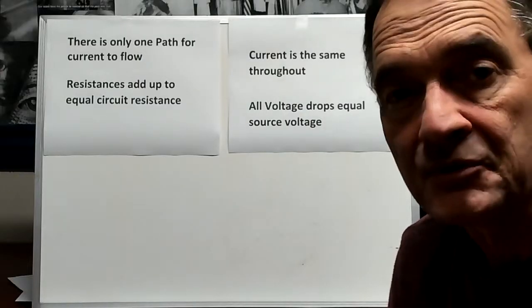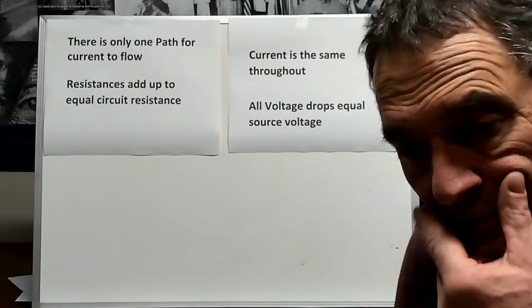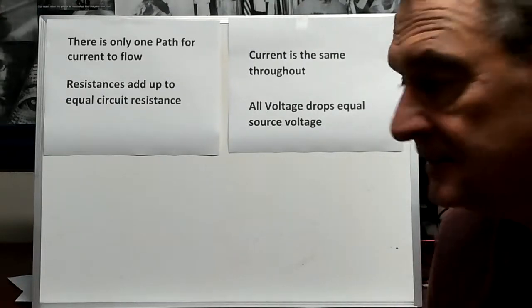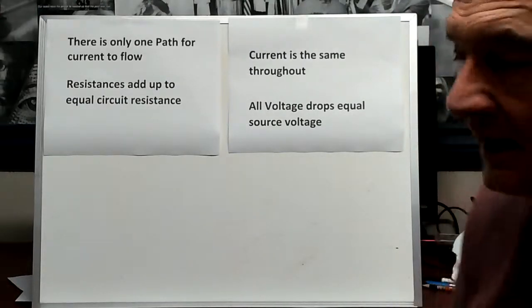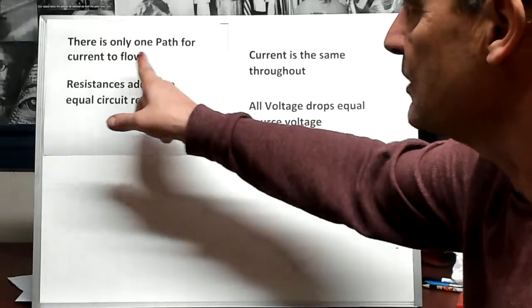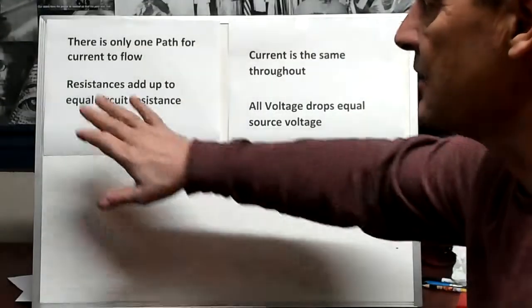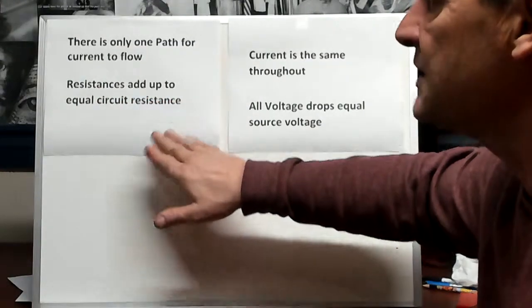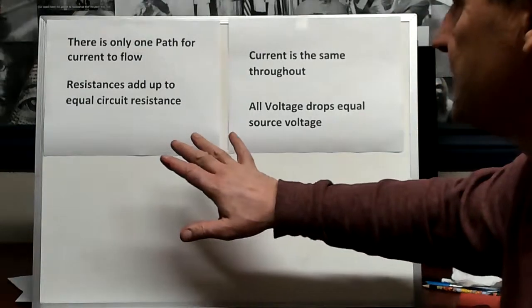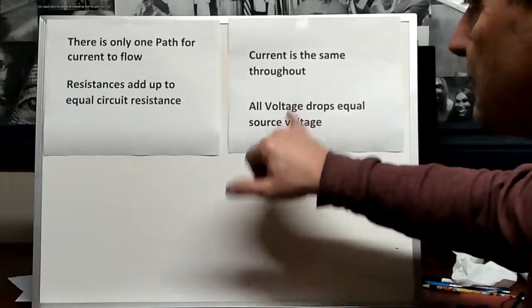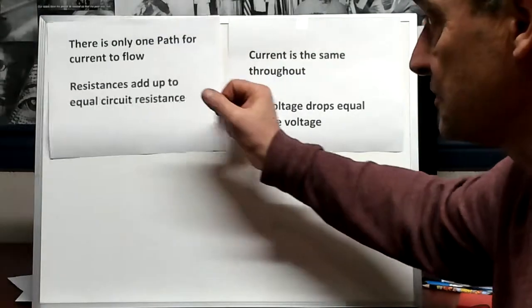We're going to talk about the rules for series circuits today. The rules for series circuits can be figured out pretty quickly, but I've got them listed here, so let's look at that. There's only one path for current to flow. The resistance of the circuit adds up to equal circuit resistance. Current is the same throughout, and all voltage drops equal source voltage.